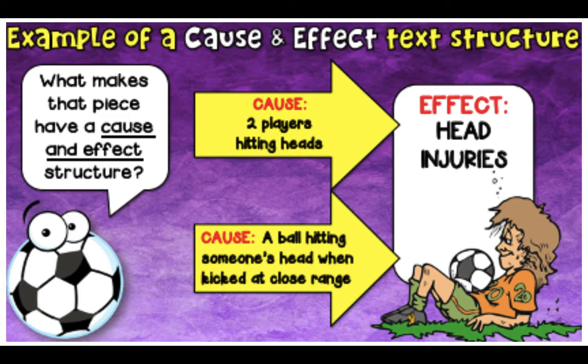What makes that piece have a cause and effect structure? Well, the first cause, two players hitting heads. The second cause, a ball hitting someone's head when kicked at close range. What's the effect of those two causes? A head injury.